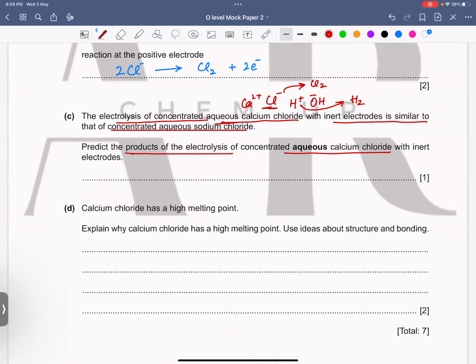So the products are over here: hydrogen and chlorine. Okay.